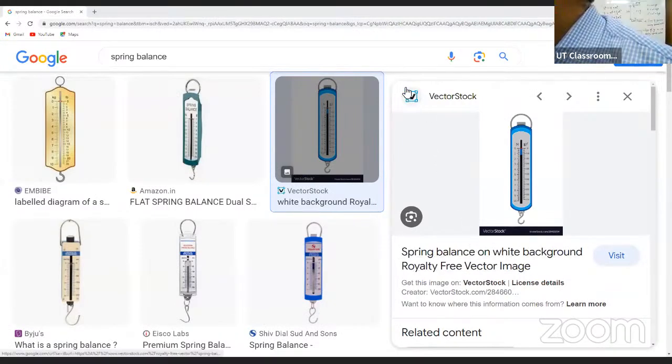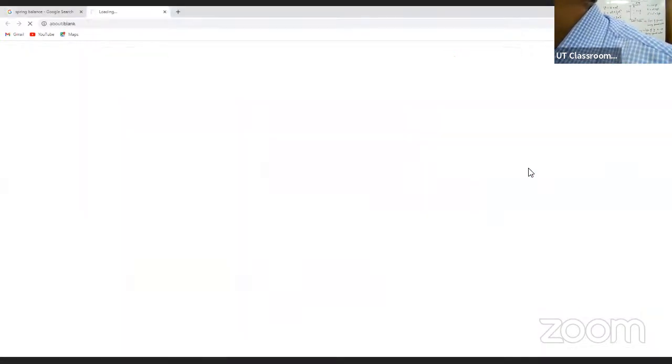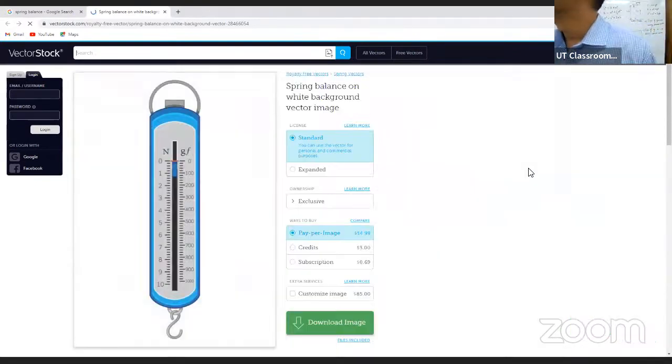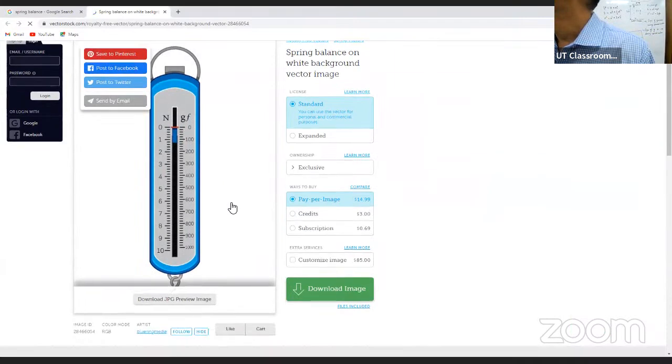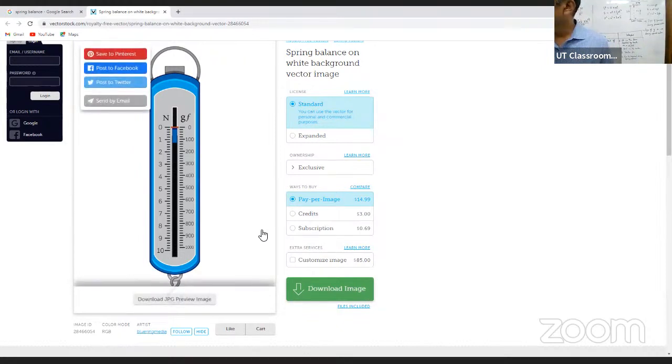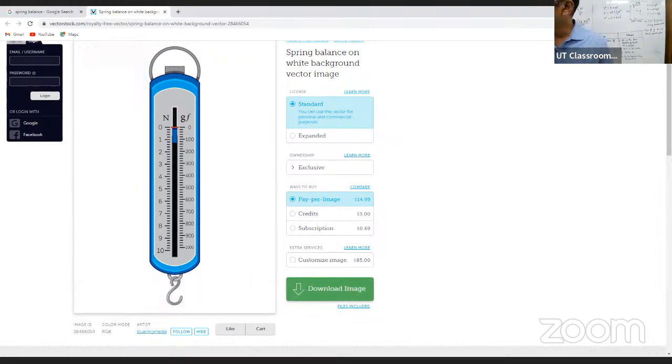So there is a spring balance. The calibrations are directly in terms of force, Newton. When you hang any object on the hook, this needle will point at how many Newton of force is acting on it. Okay, that is the spring balance.